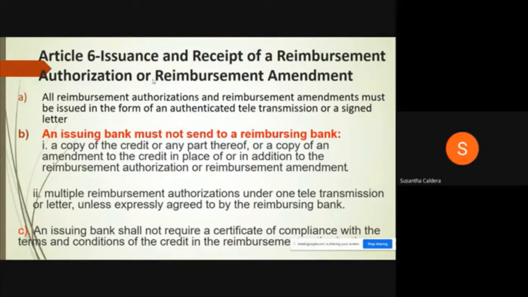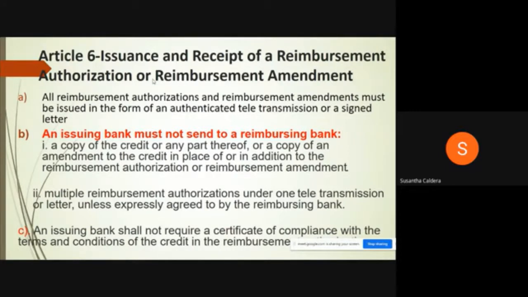Right? They will say that instead of sending the reimbursement authorization, they have sent a copy of the LC to the reimbursing bank, thinking that they have already informed them. Right? You can't send copies of the LCs. It has to be a reimbursement authorization. A copy of the credit or any part thereof, or a copy of an amendment to the credit in place of or in addition to the reimbursement authorization or reimbursement amendment, right? Two. So the issuing bank must not send any copies.